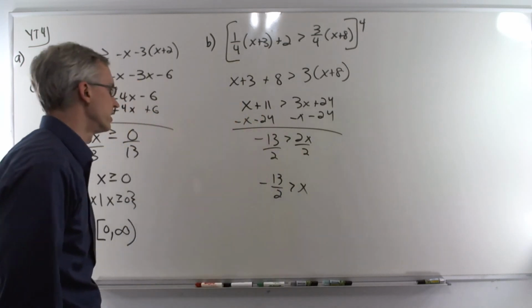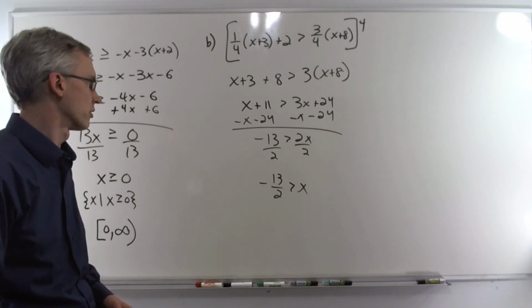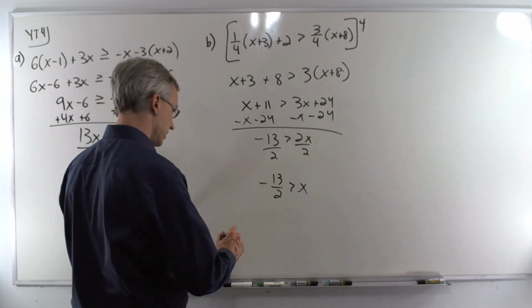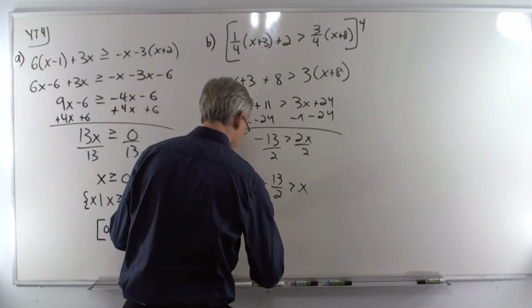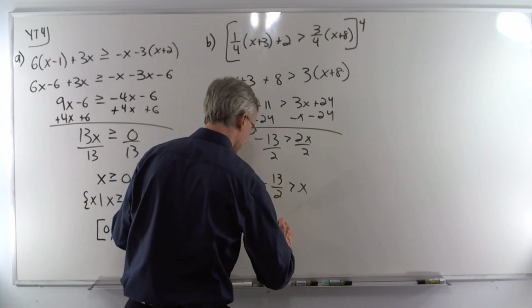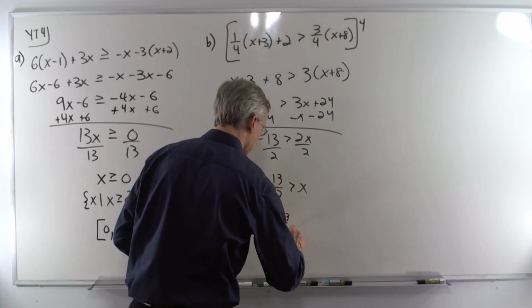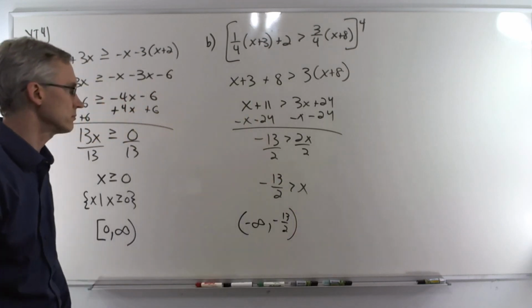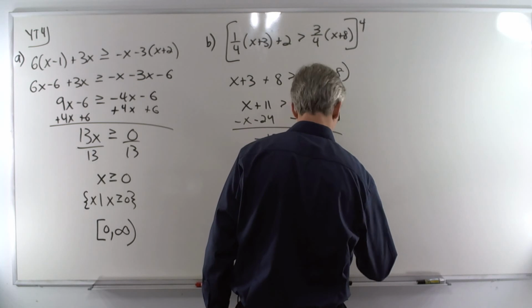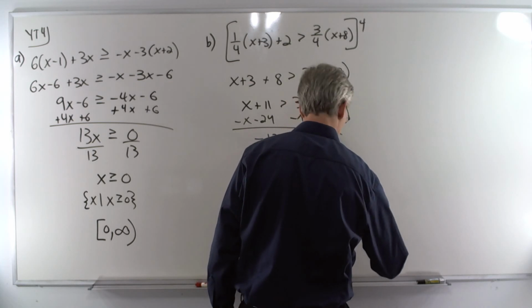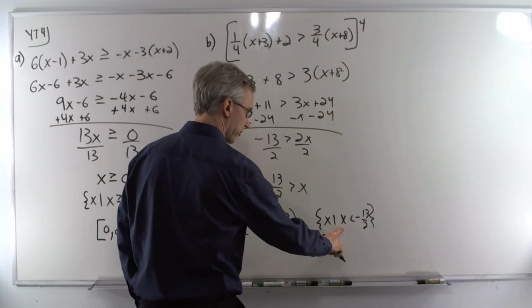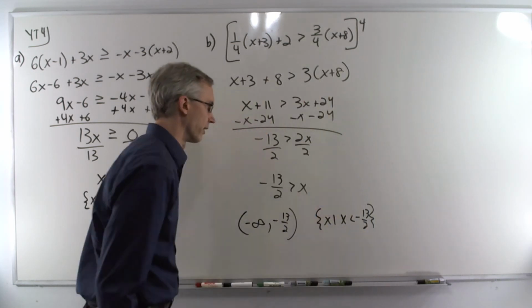So we get negative 13 halves is greater than x, or x is less than negative 13 halves. So since it's less than, in interval notation, we got negative infinity to the left. We got strictly less than, so negative 13 halves goes here with a parenthesis. And then set builder. When you write it in set builder, generally you're going to put the variable to the left, so I just flip that around.